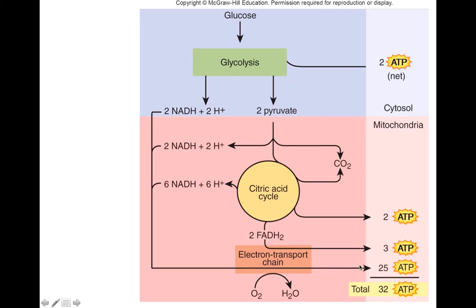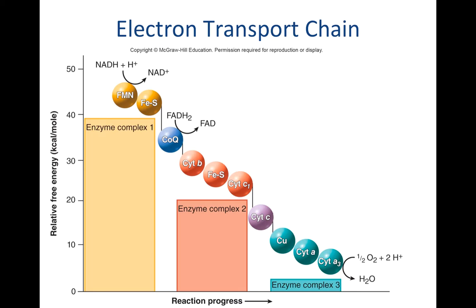And you can see by this arrow down here, we're going to make way more ATP than you saw previously from the citric acid cycle or from glycolysis. This is a much more effective way of making ATP. So, electron transport chain. When you are moving electrons from one electron carrier to another, you're going to release energy.